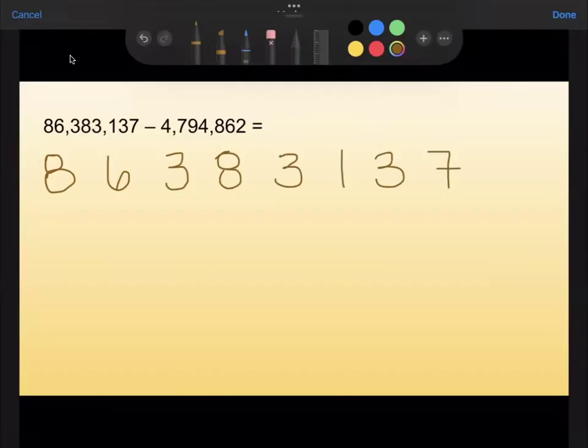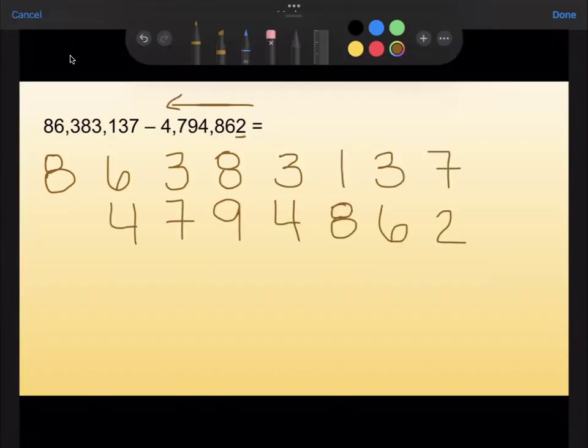I'm going to start with the 2 from the ones place and again, write it backwards so I can make sure everything's lined up correctly. So 2, 6, 8, then a 4, a 9, a 7, and another 4. So I'm glad I did that because I wouldn't want to put that 4 under the 8 and then have everything be in the wrong place value after that.